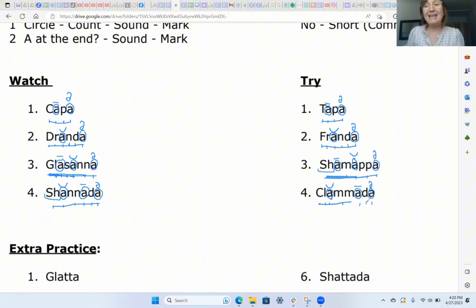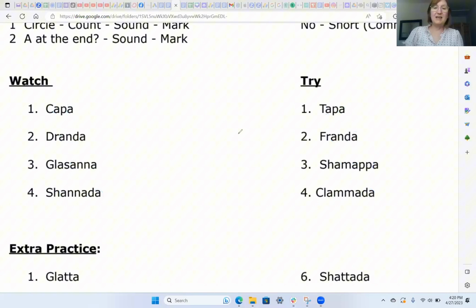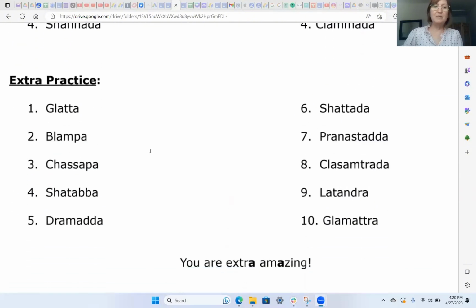Flameda. Flameda. Clamida. Hopefully you got that easier than me. That was wonderful. Clamida. Look at what you can do now. You know how to mark these vowels. You can read words like clamida and shamapa. So now you're going to take your time going through the extra practice words, just like we did up there, marking your vowels and pronouncing them one letter at a time if you want to. And then when I see you next time, we're going to go over what those are.